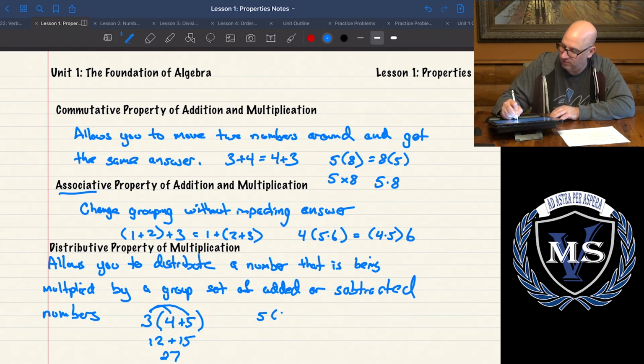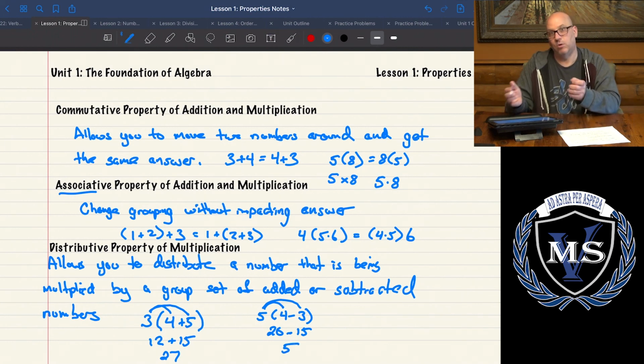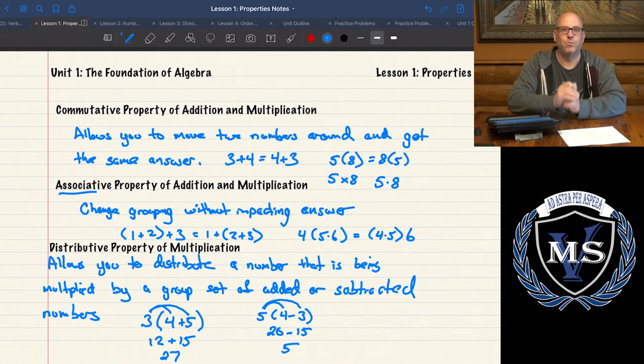If I have 5 times 4 minus 3, what we could do here is we could do 5 times 4, 5 times 3. So 5 times 4 is 20. 5, and we put the subtraction in. 5 times 3 is 15, and you get the answer of 5. If you did it order of operations, 4 minus 3 is 1, times 5 is 5. You see that it works.